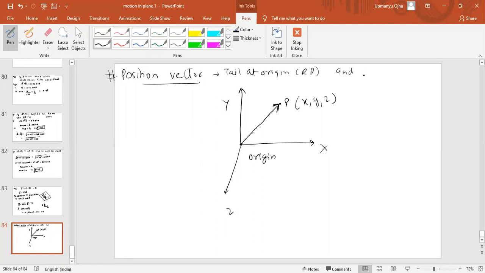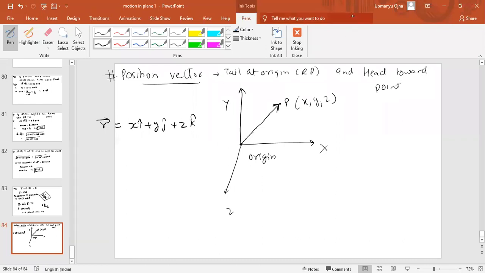and head towards the point. So the position vector is represented by r cap, which is equal to x i cap, because if I write the position vector of this point along the x, it would be x i cap plus y j cap plus z k cap.